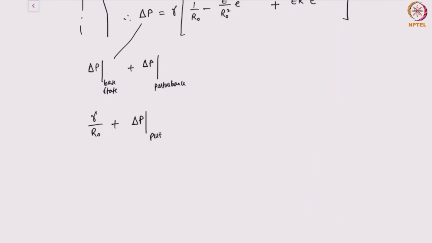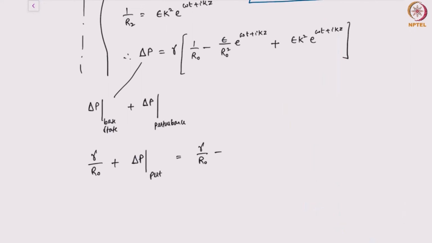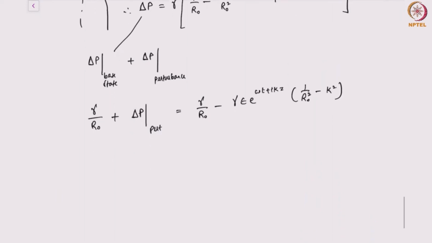So we have plus a delta p perturbation. I'll just write it in shorthand notation. This will be nothing but gamma by r0 minus, what do I have here? I have gamma epsilon e power omega t plus ikz. I have taken these terms common. I have 1 by r0 square minus k square. And I can straight away cancel out the base state terms.